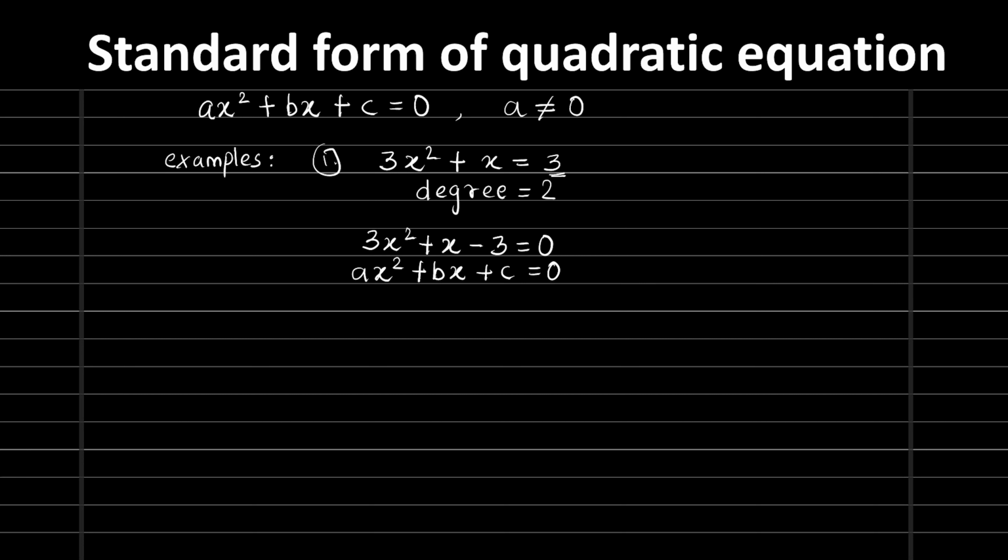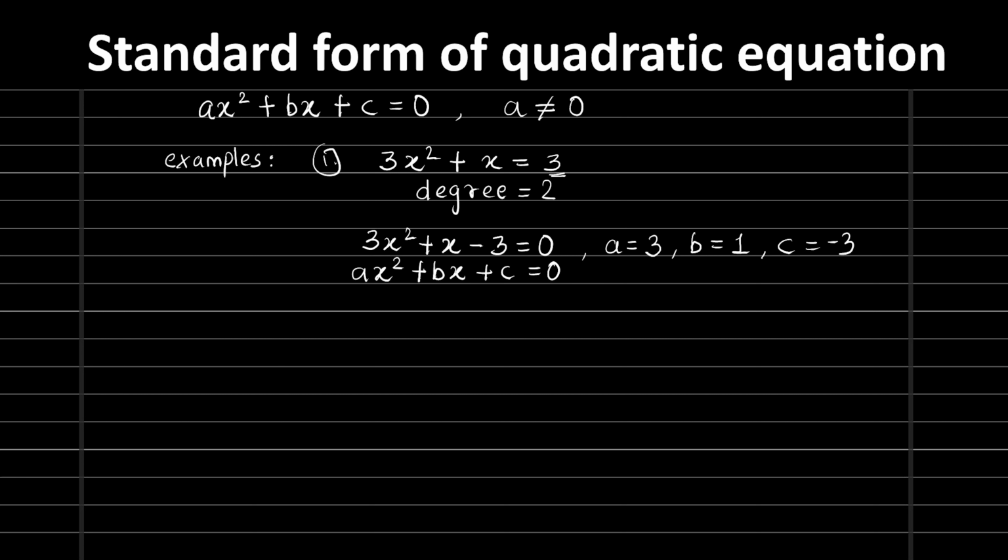What is a for this equation? A value is the coefficient of x square, that is 3. What is the value of b? The coefficient of x. Since we have only x here, we can assume that b value will be equal to 1. Right? Now, what is c? C is the constant term. So, if you compare both of them, you are going to get c value as minus 3.